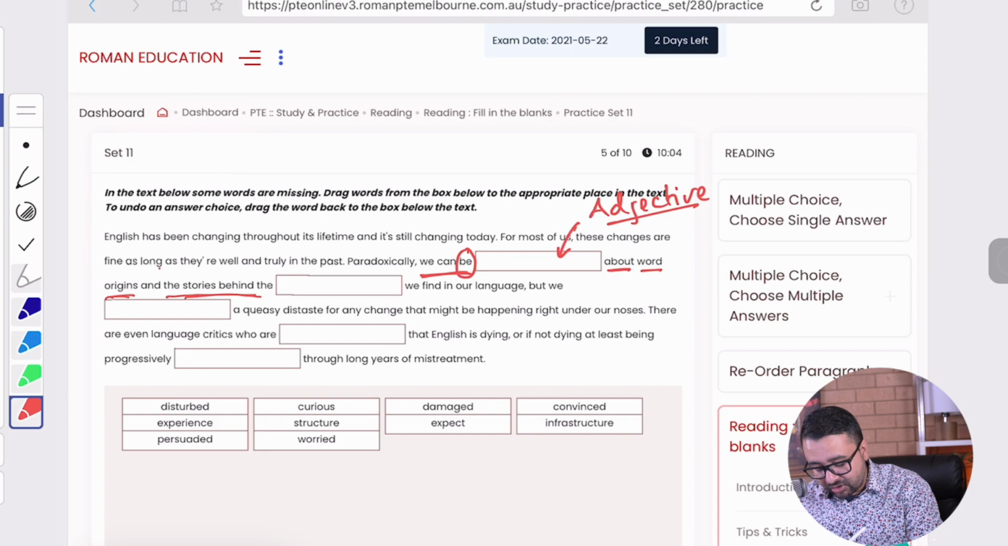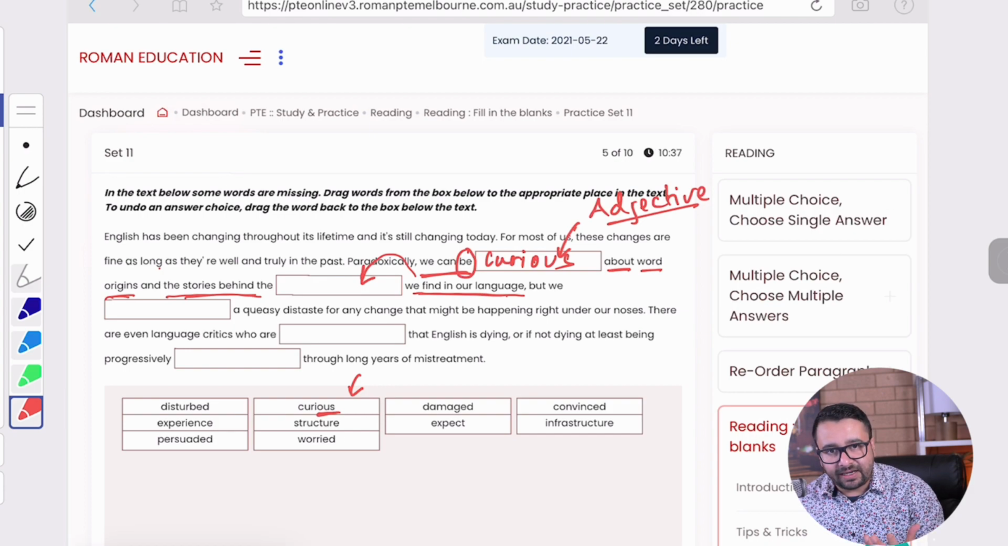So if we look at the options, then we can see curious is one such word, because first, curious is an adjective because words ending in OUS are adjectives. That's the first thing. And curious means someone who is interested to learn more about something. And based on these two things, I can see that curious is the answer for the first gap. So curious. Then after that, the second one is saying about word origins and the stories behind the we find in our language. So that means whatever this word is, this is something we can find in the language.